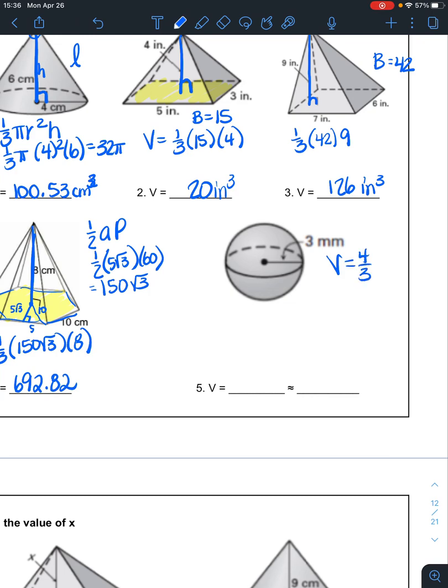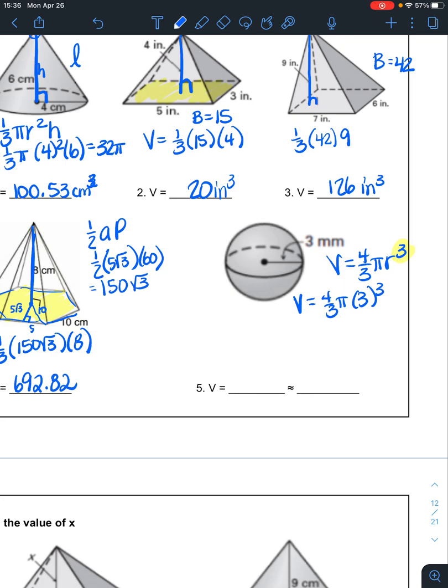Now, spheres are different, and spheres are tricky, and this is why. The formula is 4/3 pi r cubed. I don't know why, but even though you'll have the formulas, everybody always forgets to cube it. Everybody always wants to square it because that's what we've always been doing. But this is r cubed because we need it to be volume, so we need it to be cubed. So the volume is equal to 4/3 pi times 3 cubed.